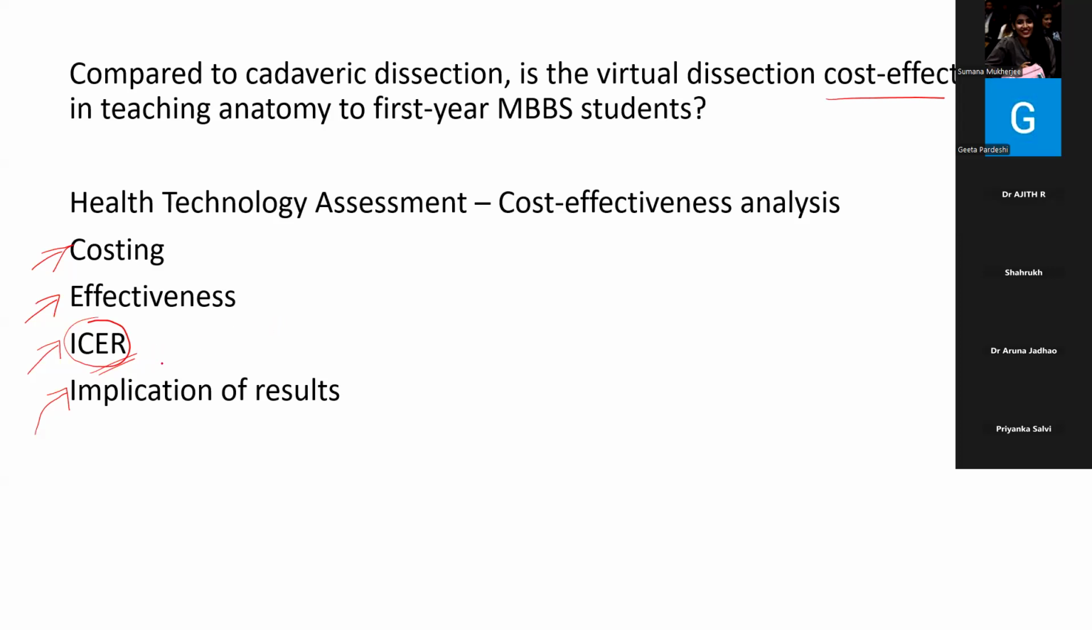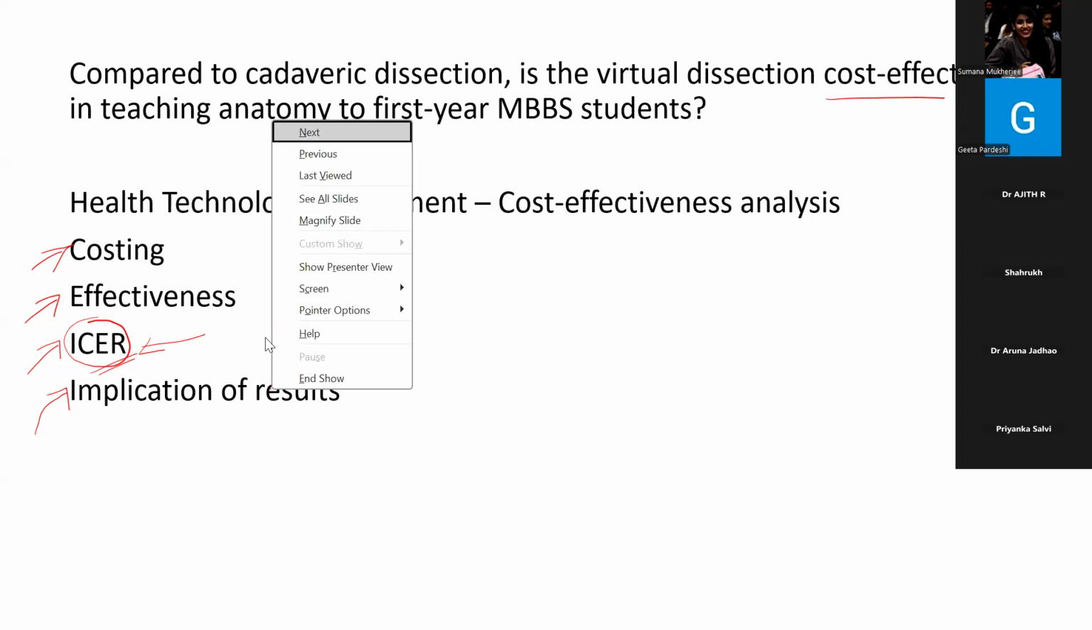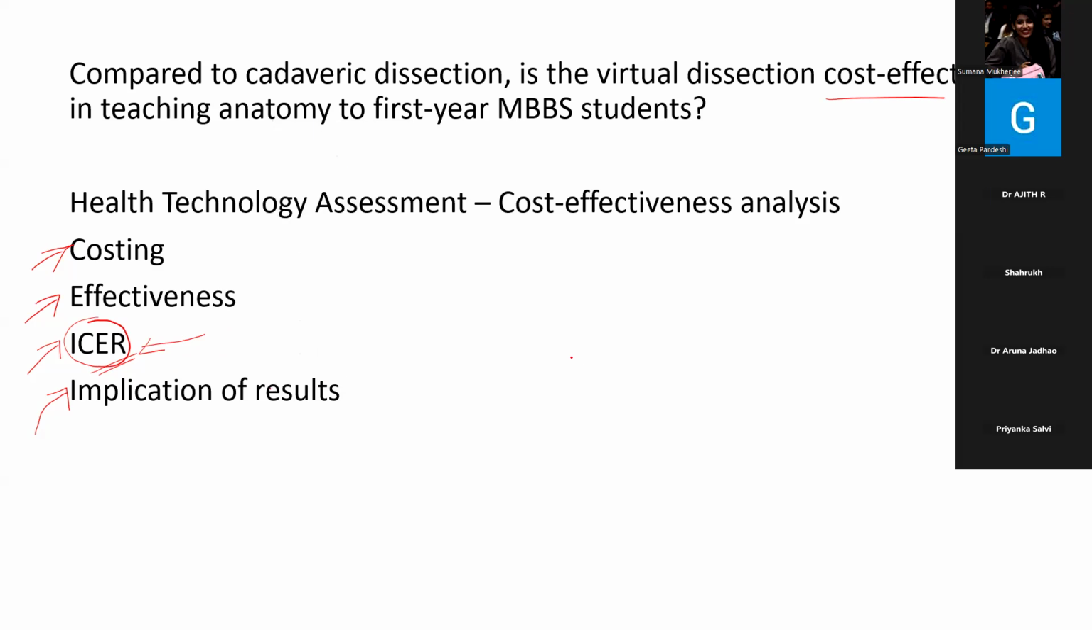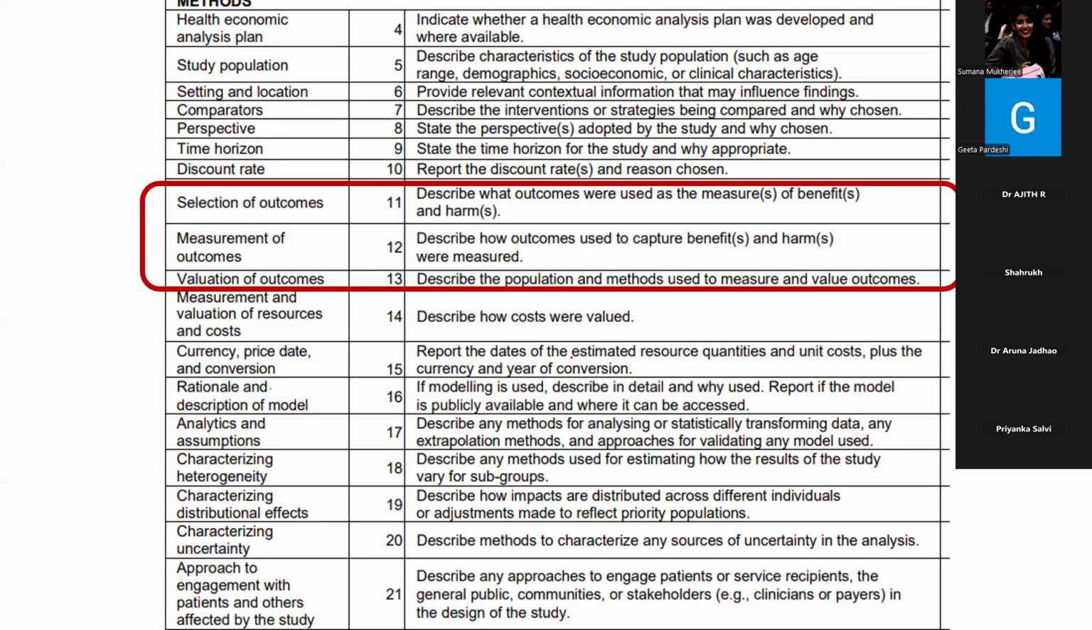Incremental cost effectiveness ratio. Yes, so this is incremental cost effectiveness ratio and the implications. Now, again, I'm not going to go into great detail, but some of you know it, some of you will learn about it, that these are the steps which need to be followed. This is the guideline for conducting and reporting health technology assessment.